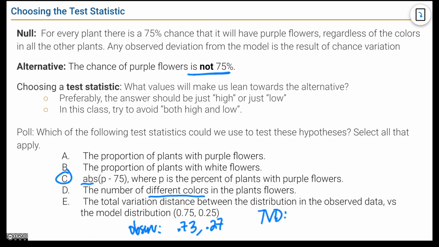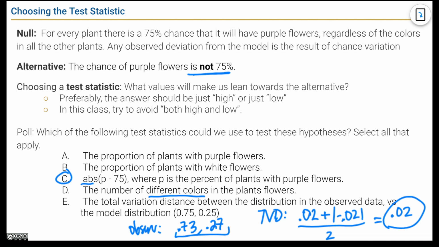Let's see. I need to take the absolute value of the difference. So here I'm going to have 0.75 minus 0.73, so that would be 0.02. That's the absolute value. And then I'm going to add the absolute value of the difference between these two, so the absolute value of negative 0.02. And then I'm dividing the whole thing by 2, which is just going to end up giving me 0.02. Okay, that would work great.